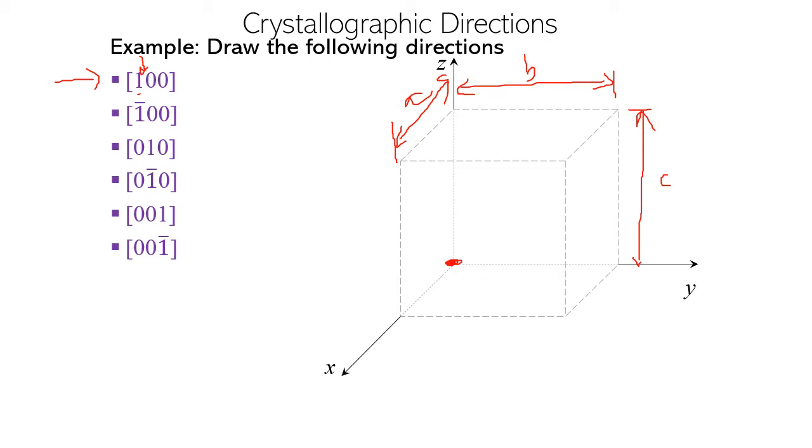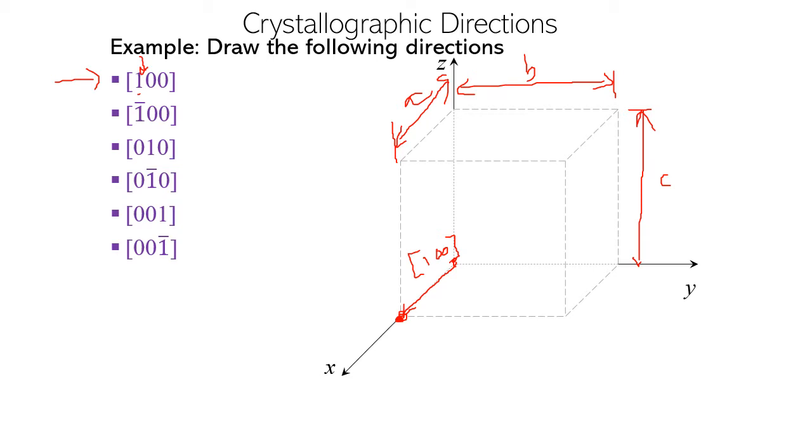Now 1 represents that we have to travel the entire edge length along the x-axis. So starting from the origin, you have to travel the entire edge length A along the x-axis. Then 0, so you don't have to travel anything along the y-axis and anything along the z-axis. So this is the required direction. This direction is the [100] direction.